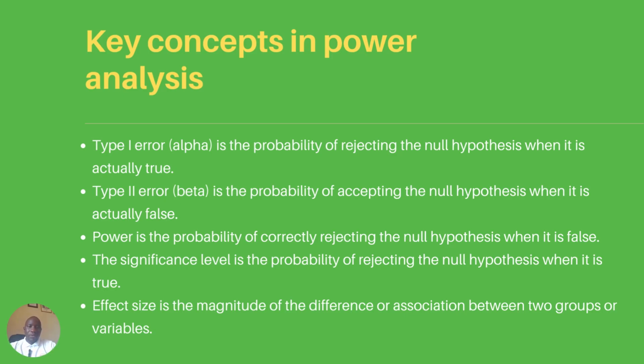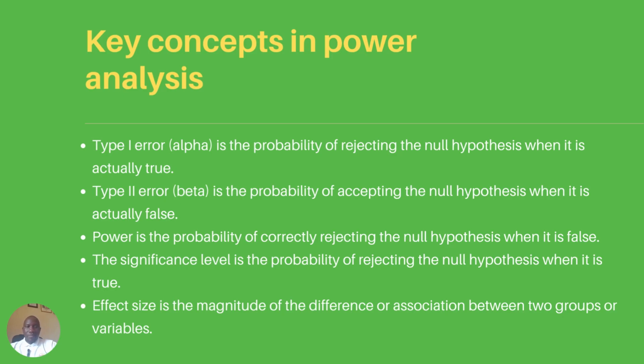And then the term power is basically the probability that you can correctly reject a null hypothesis when it is false. This is what we want. When a null hypothesis is false, we should reject it. If you correctly reject it, then you're doing something that is actually right. So the probability of correctly rejecting a null hypothesis when it is false is called power.